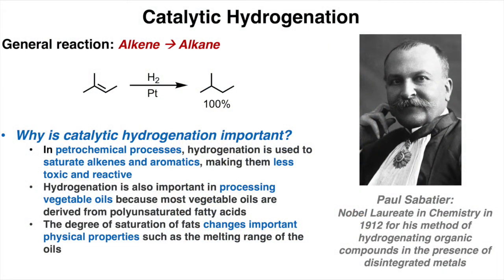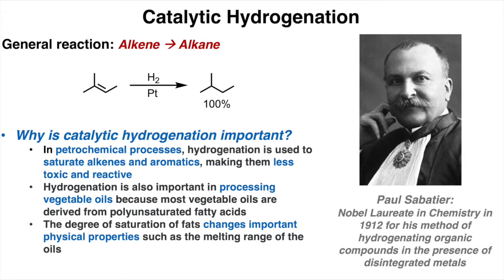Catalytic hydrogenation is the process of reducing an alkene to an alkane in the presence of a metal catalyst like platinum. Paul Sabatier won the Nobel Prize in Chemistry in 1912 for his method of hydrogenating organic compounds in the presence of disintegrated metals. But why is this process important?